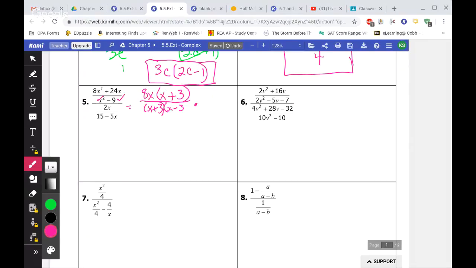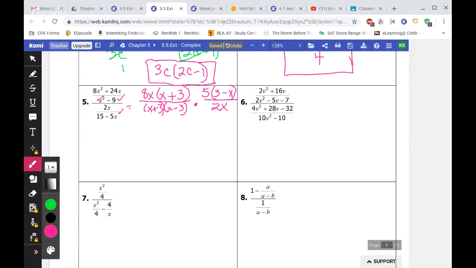Now we're going to flip, or change our division to multiplication, and then change this to its reciprocal. And at the same time, we want to go ahead and factor this. 15 minus 5x, that can be factored to be 5 times 3 minus x, all over 2x.